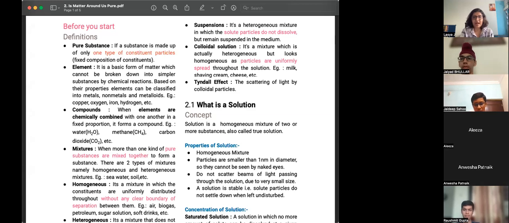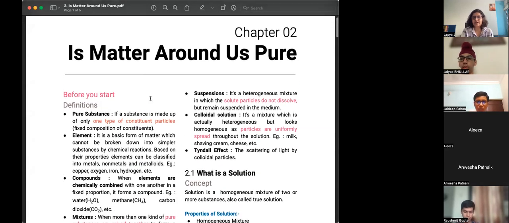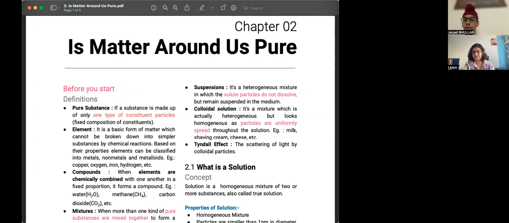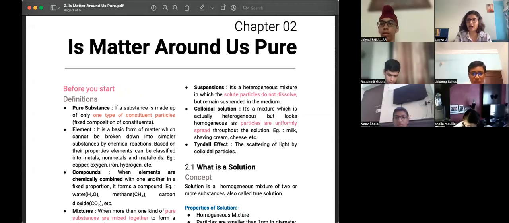Okay, so is matter around us pure? A little bit of how this chapter is structured is first we look at the classification of matter. What are the different types, compounds, mixtures, elements? How are they all different from each other? Different types of elements, different types of mixtures, all of that. Then we look at each of them one by one.